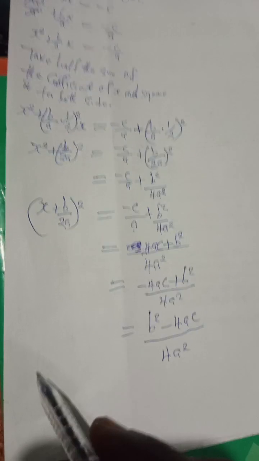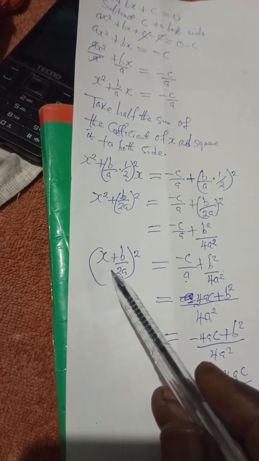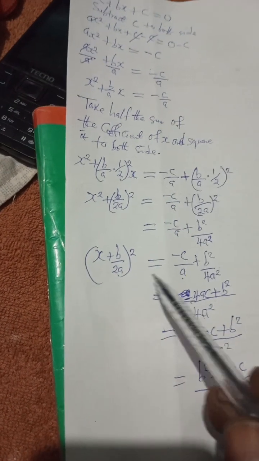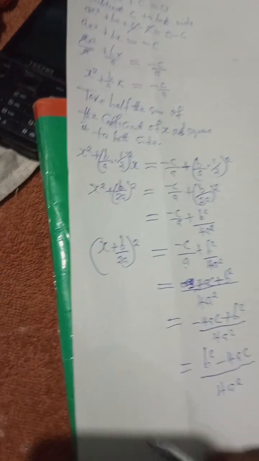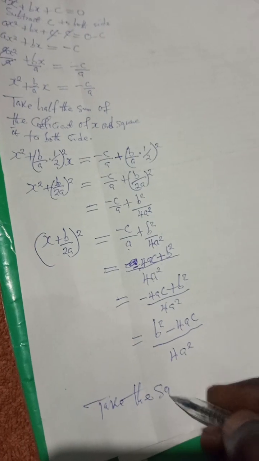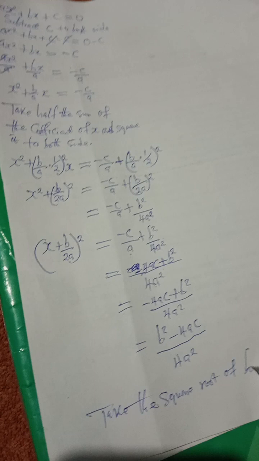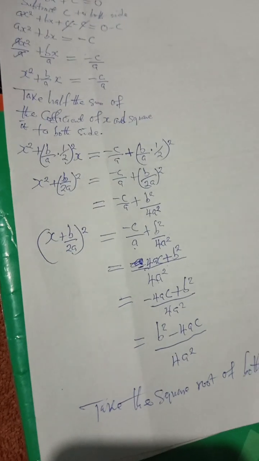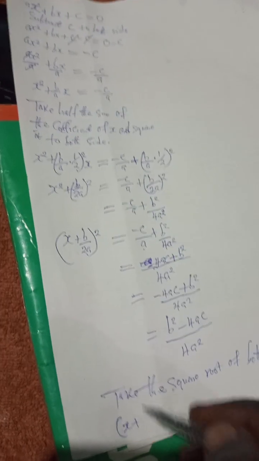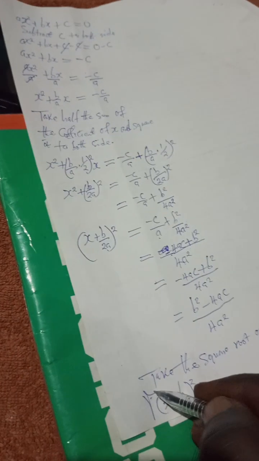Now coming back to your left hand side, in your bracket you have x plus b over 2a all square. So you are going to take the square root of both sides. Now if you have done this, you take the square root of x plus b over 2a all square.